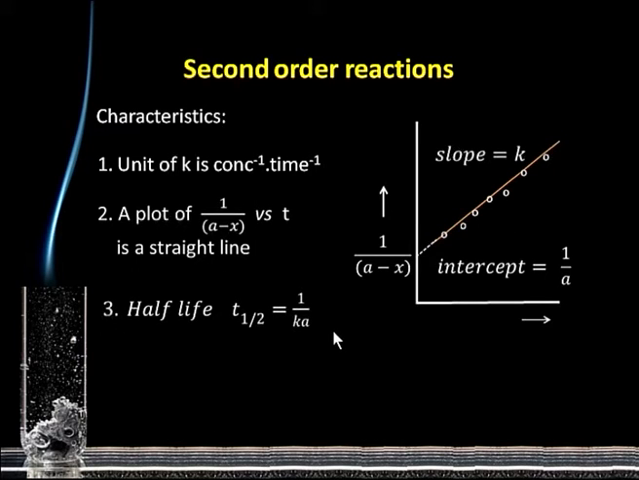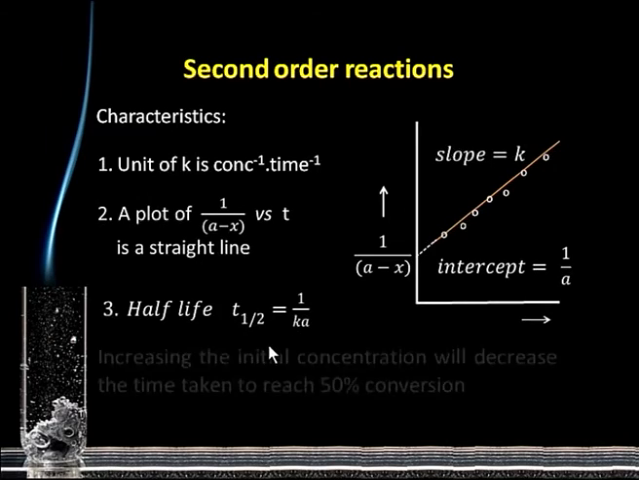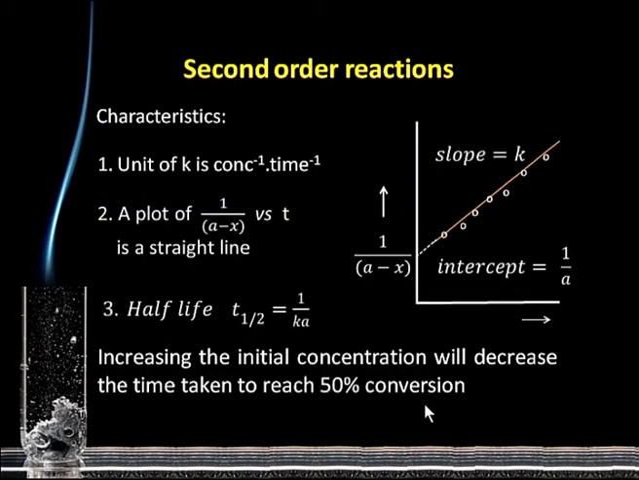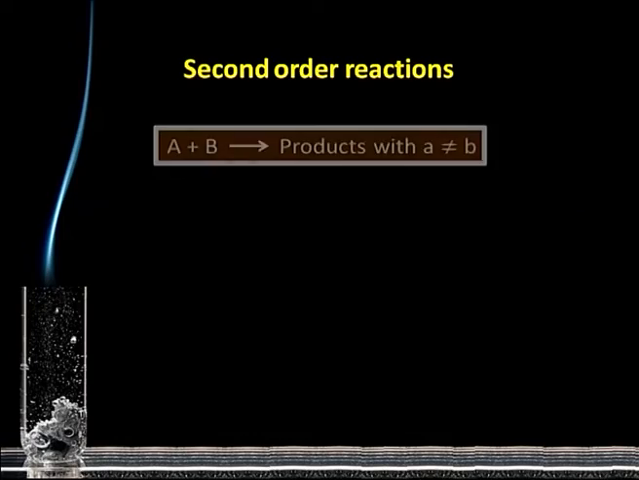We can work out the half-life. Half-life is equal to 1 upon Ka. Again different, because half-life in this case is inversely proportional to the concentration of the reactant. So, increasing the initial concentration will decrease the time taken to reach 50% conversion, whereas in the case of first order reaction it is independent. By increasing the concentration, you cannot get your product faster.